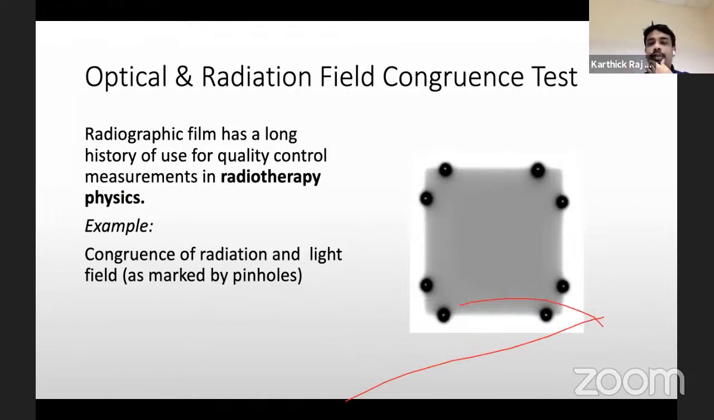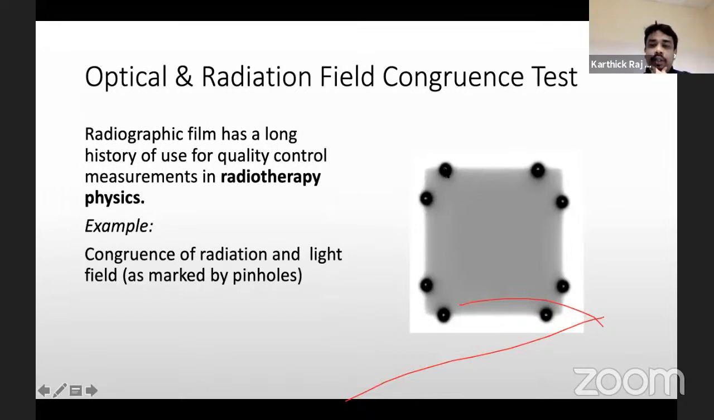Normally every film costs something around 2,000 to 3,000 rupees. And if you don't have that much of a budget, you normally find extended dose rate films. Take a field of a different field size, just assume this is a 20 by 20 field size. Take the film and pin it on the edges of the optical field. Then you develop the film. Gafchromic films develop automatically, while other films you need to take to the dark room and develop.